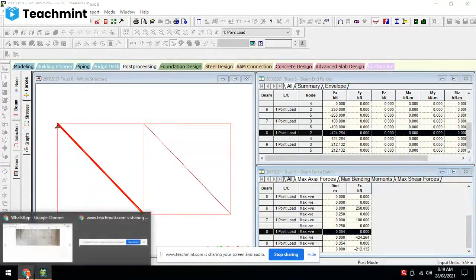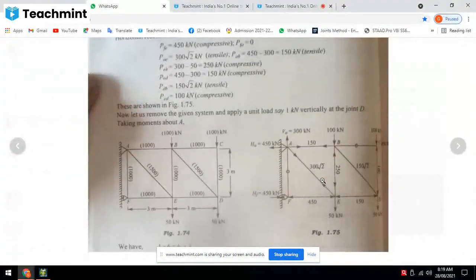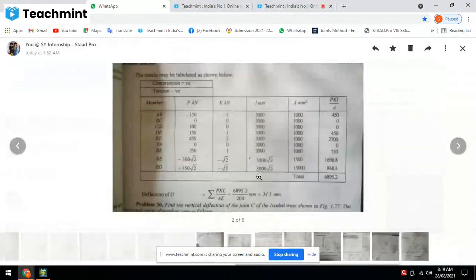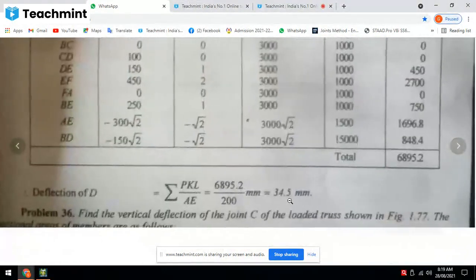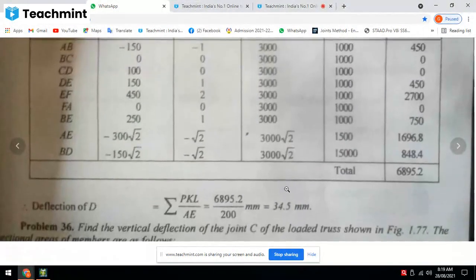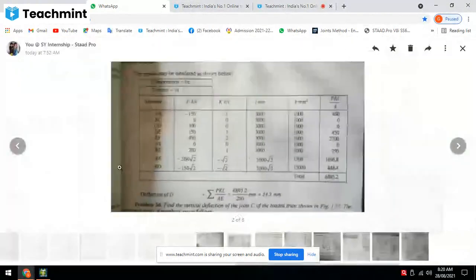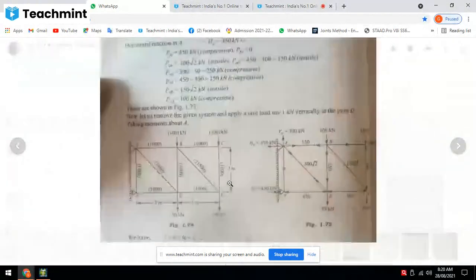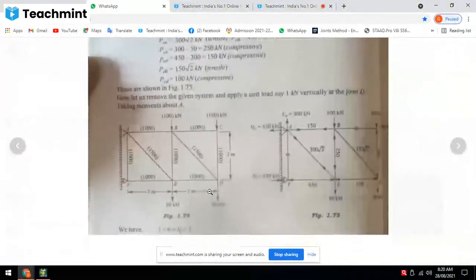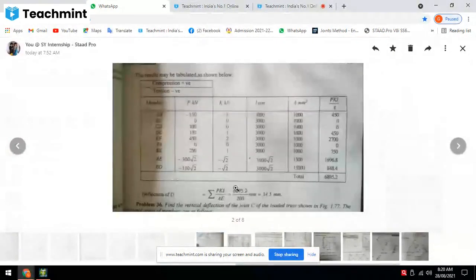Incline member, yes, 300 into root 2, 424. Now we'll see the deflection, whether it is 34.5 at point D. At point D, it is 34.5. So at this point, 34.5 mm will be the vertical deflection.